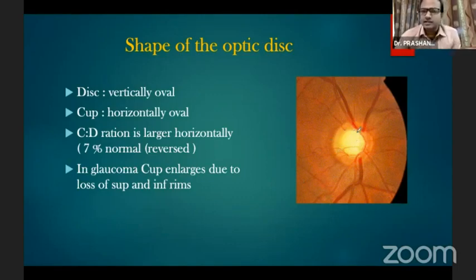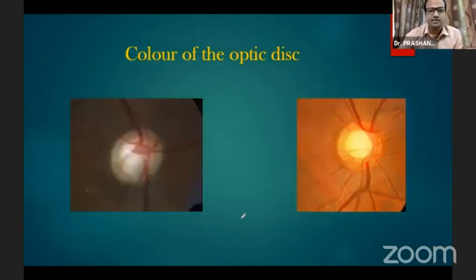If you see the disc, the shape is vertically oval and the cup is horizontally oval. If the cup becomes vertically oval, that means there is loss of neuroretinal rim over here and here. Generally in glaucoma, the first areas to be affected are the superior and inferior neuroretinal rim, so the cup becomes vertical. Enlargement of the cup as well as the shape of the cup is very suspicious of glaucoma and other diseases.